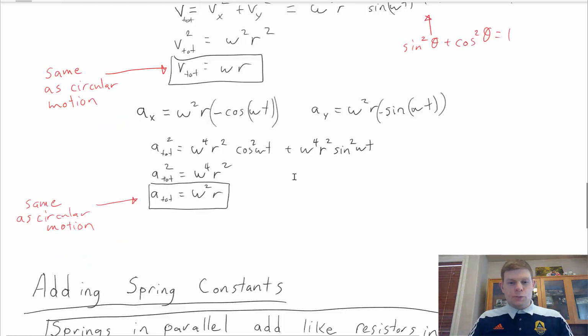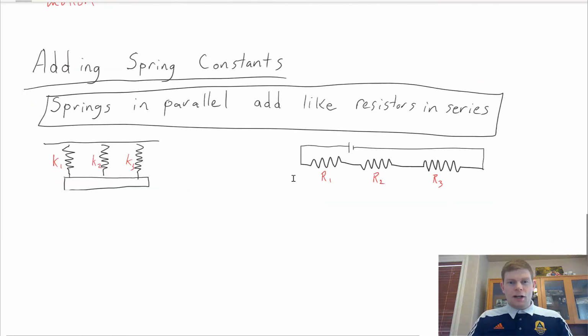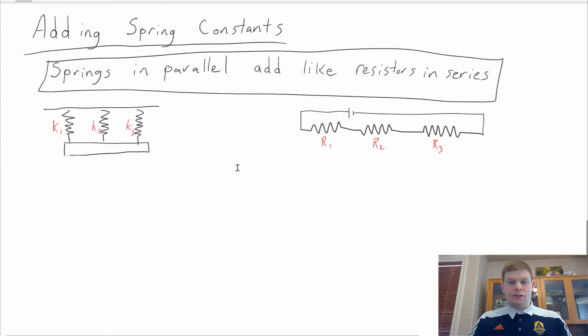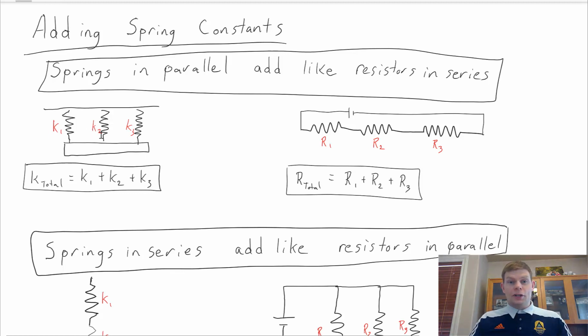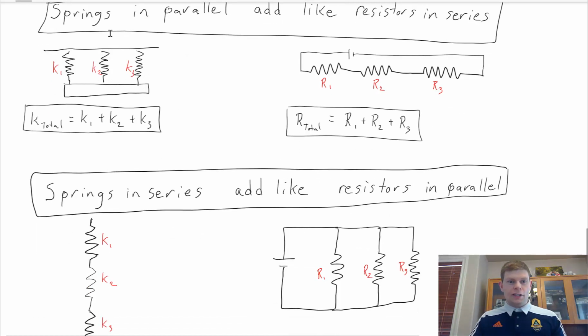Now our last topic, which I'm going to try and get through quickly because I've been going on, is adding spring constants. If you've got a couple springs in parallel like this, it's super easy to come up with the total spring constant. You just add up the individual spring constants. So if you've got this spring with a spring constant of K1, this one with K2, and this one with K3, your total spring constant is just them added up, just like resistors in series.